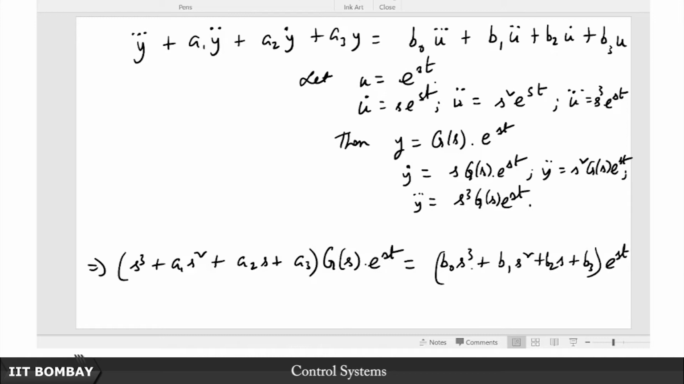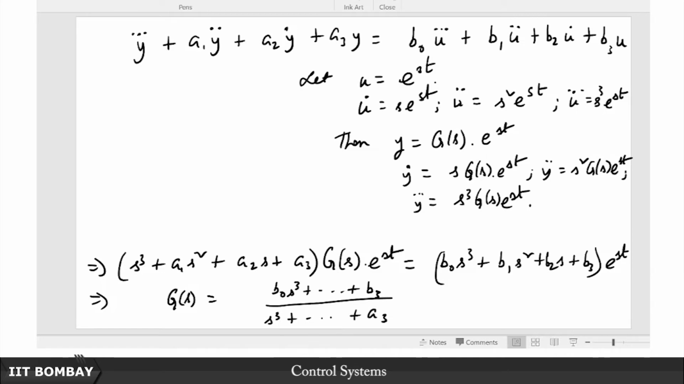You can cancel this on both sides, right? e to the st is never 0 unless one of these is minus infinity, so we discount that. Therefore, we can cancel it out on both sides, and we eventually end up getting that G(s) is equal to b0 s cubed plus b3 over s cubed plus dot dot dot till a3, which is exactly the same as what we obtained.